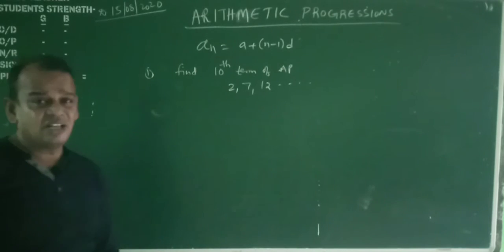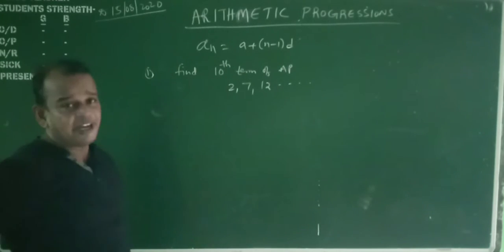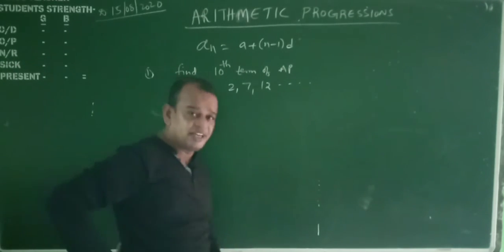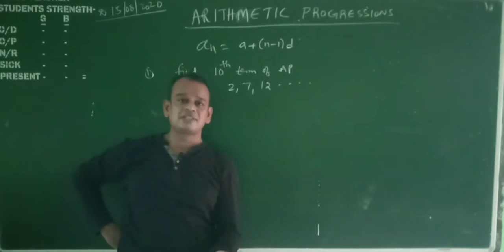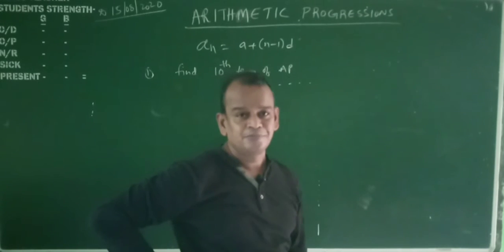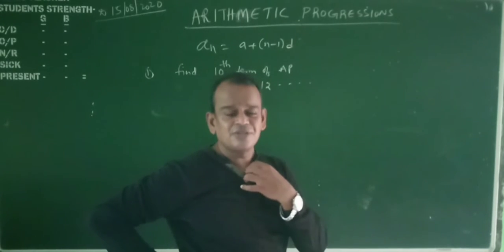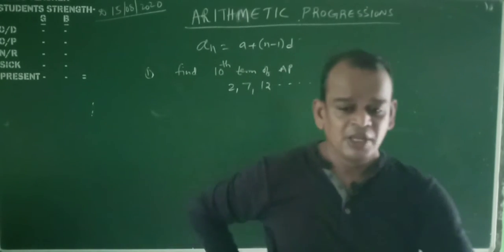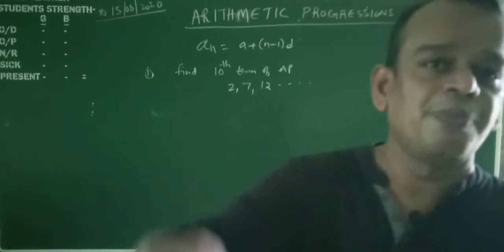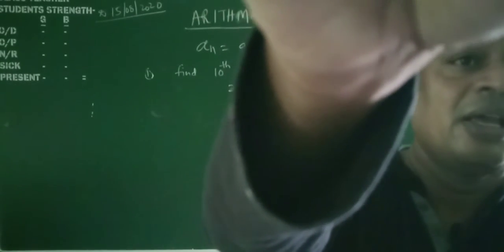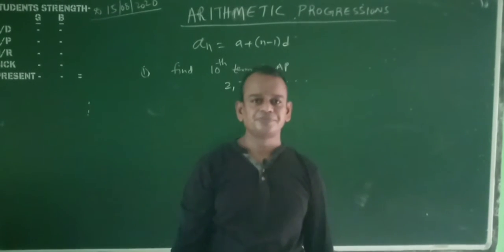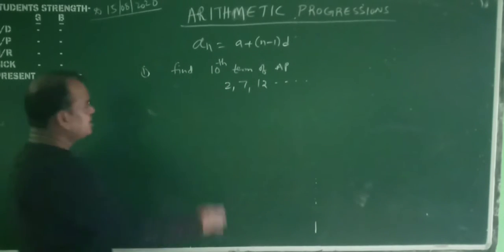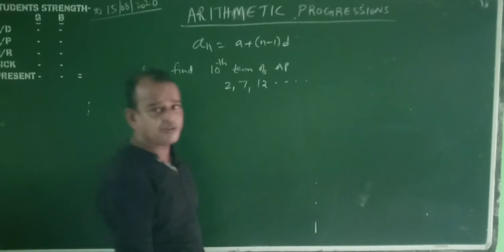You remember immediately. 10th term is A plus 9D. 11th term A plus 10D. 20th term A plus 19D. Okay, my dear students, very, very simple. A plus 9D. Very, very simple, my dear students. Okay, that is the 10th term of the AP 2, 7, 12.